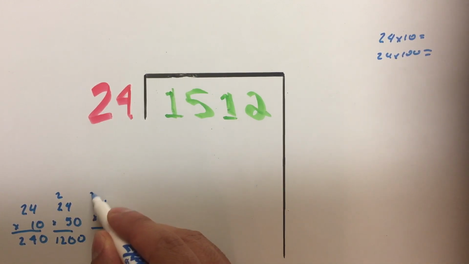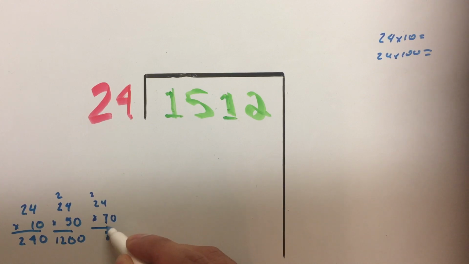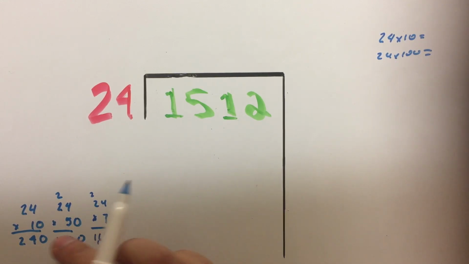So 7 times 4 is 28. 7 times 2 is 14, plus 2 is 16. 168, add the 0, 1,680.